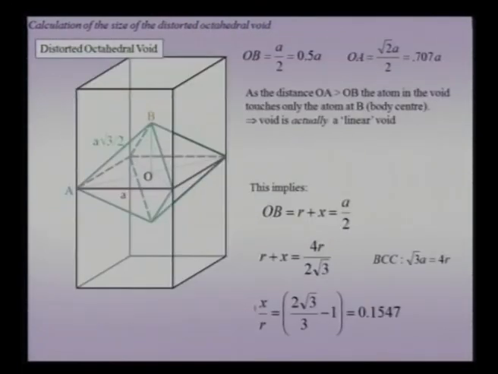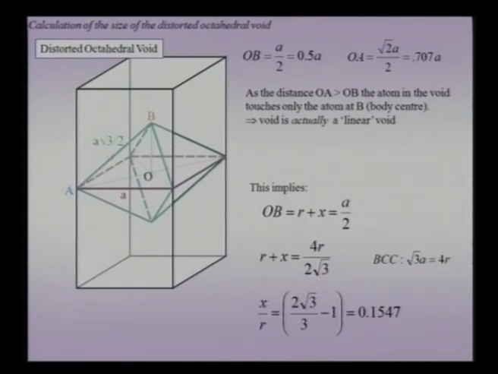So, similarly, I can of course make a calculation for the octahedral void, noting in this case that my atom is now touching along the OB direction. So, along the OB direction, which is a by 2, which is nothing but 0.5a, OB is equal to R plus X, because now the X atom, which is my foreign atom, or the atom sitting in the interstitial position, would be touching the atom sitting in the parent lattice, and that is equal to a by 2.